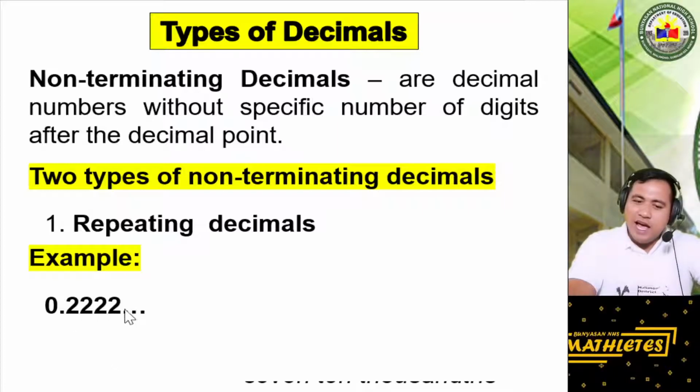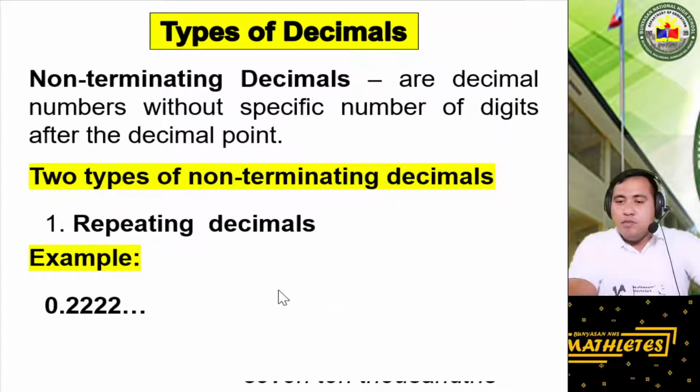0.222 and then three consecutive dots, that means naa pay sumpay. Tanawa, nagbalik-balik ang 2: 2222. That means it is a repeating decimal. Pasabot sa 3 consecutive dots, naa pay sumpay, wala pa nahuman. Non-terminating gud. Di mahuman kay nagbalik-balik, repeating decimal.